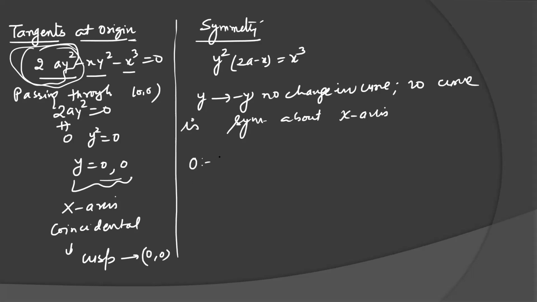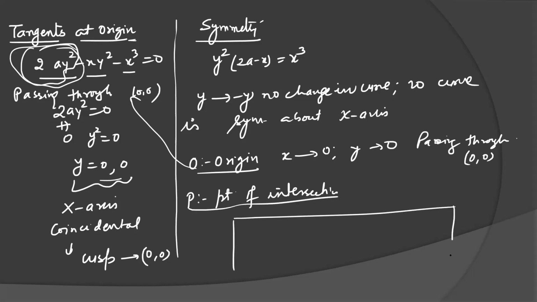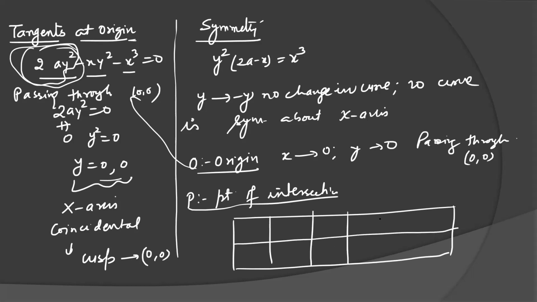Next is origin. I told you already, as x tends to 0, y tends to 0. I have already checked this point here. So it is passing through origin. Then only you can find the tangents at origin. And next, points of intersection. This is a very important point. Some people get confused about which point we have to check. x = 0, y = 0.